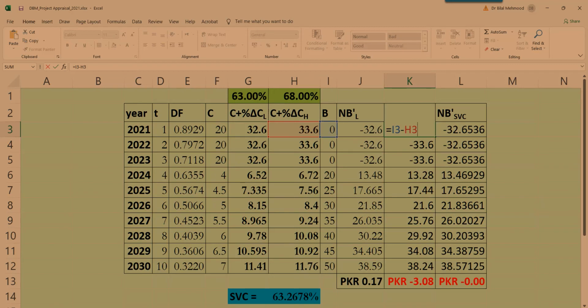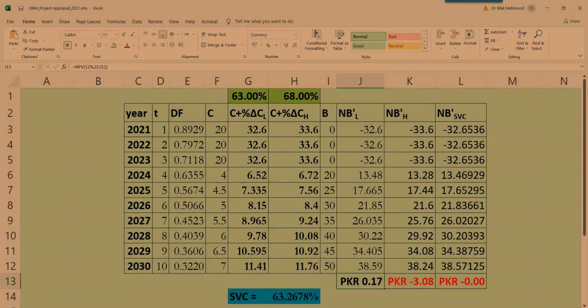The difference is taken between this and the benefits value. We can verify it from here as well. Benefits minus cost, we will get this value. So now I have these two columns, and the sum of this is 0.17 and the sum of the other, higher increase in cost column is minus 3.08.